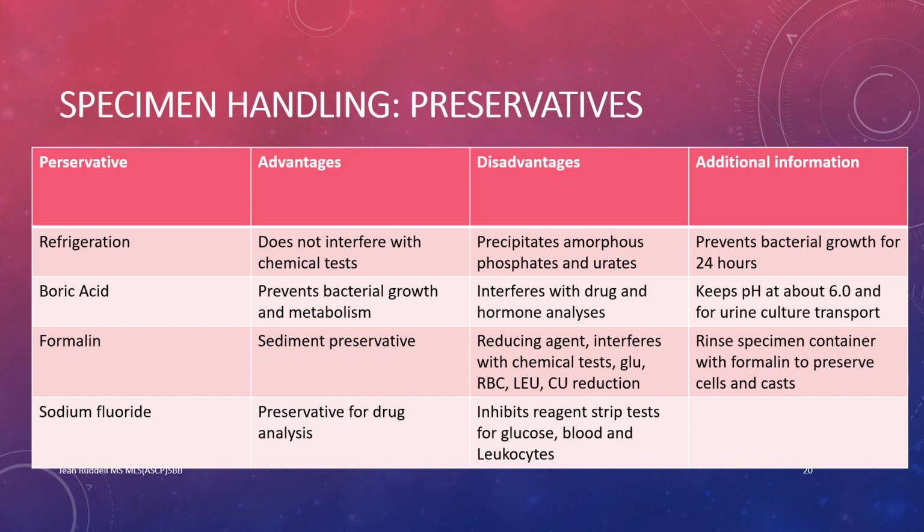Specimen handling, preservatives. The most common form of preservation used in the laboratory is refrigeration, which does not interfere with chemical tests, but it can precipitate amorphous phosphates and urates. It prevents overgrowth of bacteria in the sample.